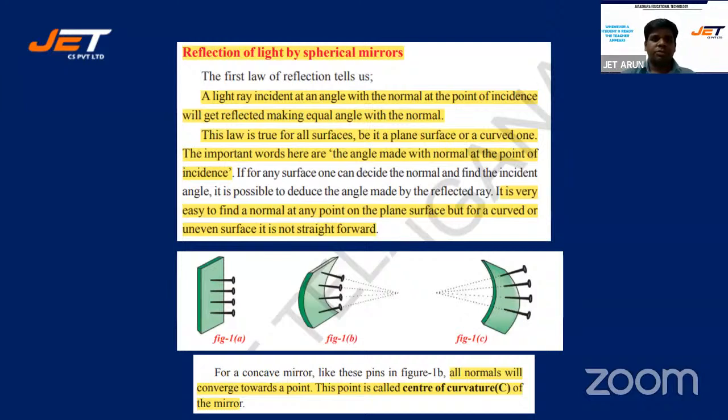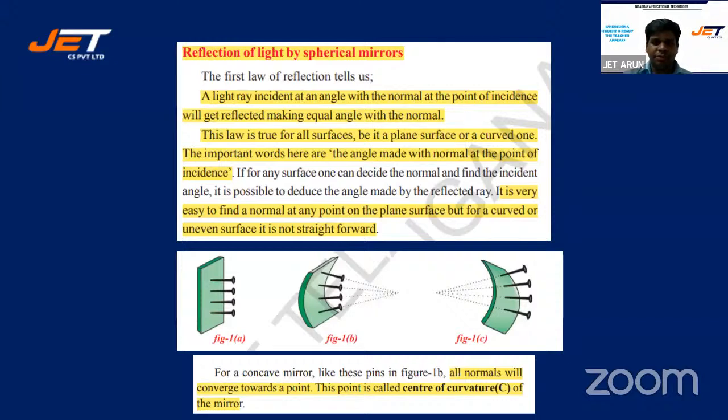All right. So we have got laws of reflection. We are doing reflection, students. Angle of incidence is equal to angle of reflection. That law is valid for any kind of surface, be it plane surface or a curved surface. So the angle made with the normal at any point of incidence is equal to the angle the reflected ray makes with the normal.